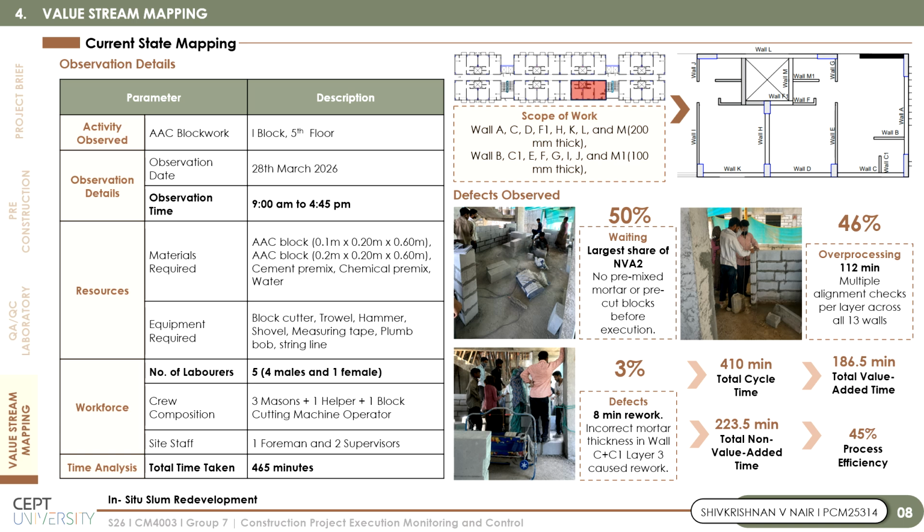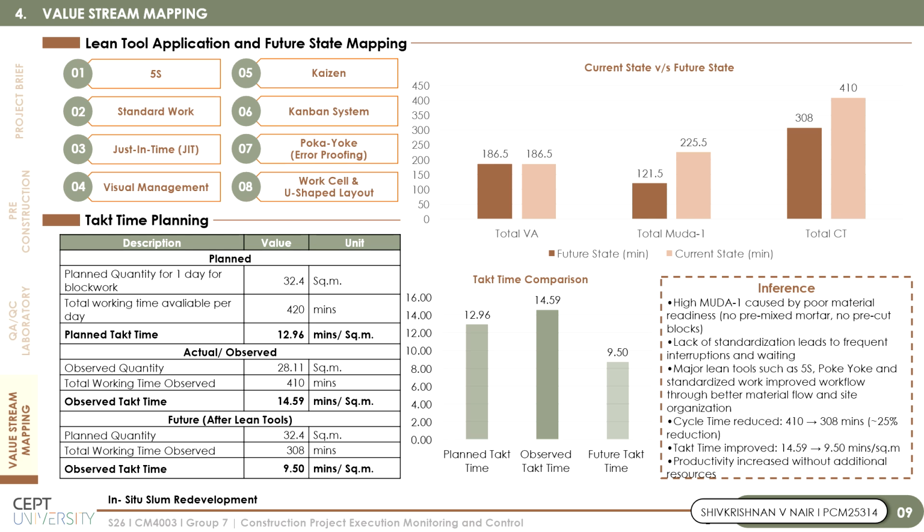The analysis showed that out of the total 410 minutes of cycle time, only 186.5 minutes were value added, while 223.5 minutes were non-value added activities. This resulted in an overall process efficiency of only 45%. Lean tools and future state mapping.